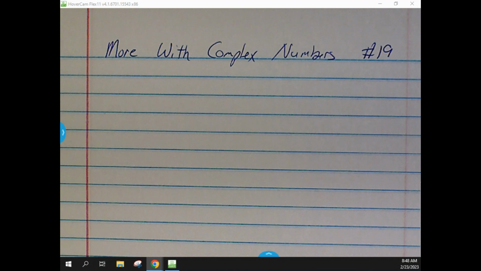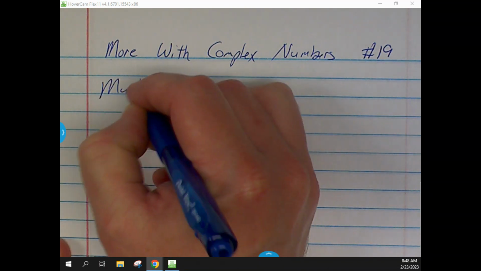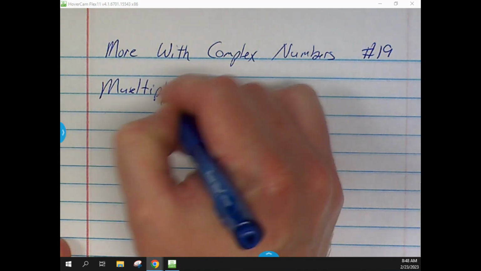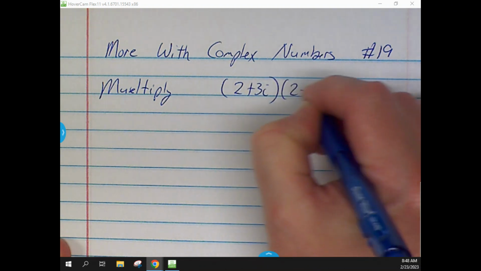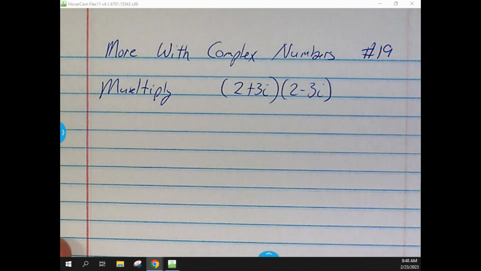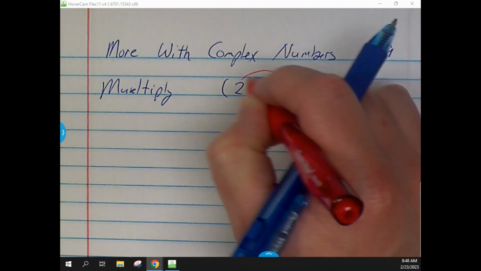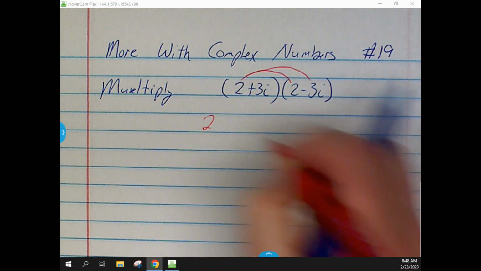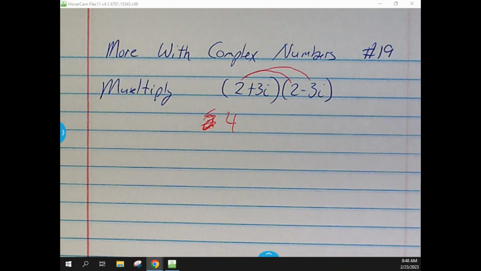All right, so let's backtrack to what we were doing yesterday. Let's go back to a full method problem like we were doing yesterday where we had to multiply, just to refresh everybody's memory real quick. Go ahead and set up your full method. You got 2 times 2 and then 2 times negative 3i. So 2 times 2 is not 2. How about 4? 2 times negative 3i is negative 6i.